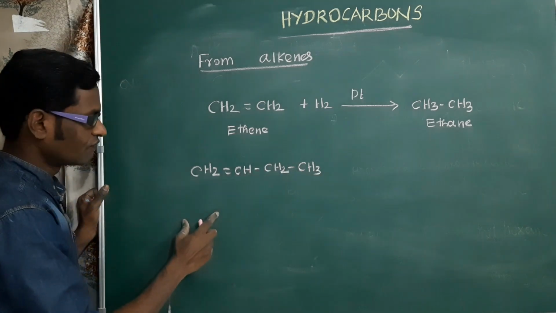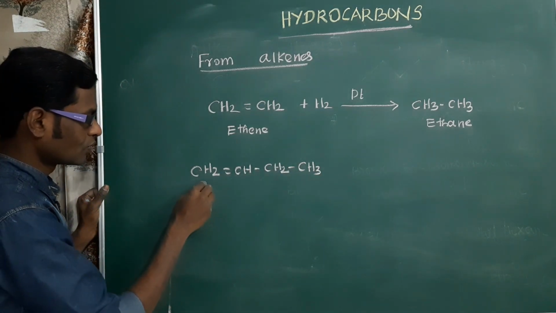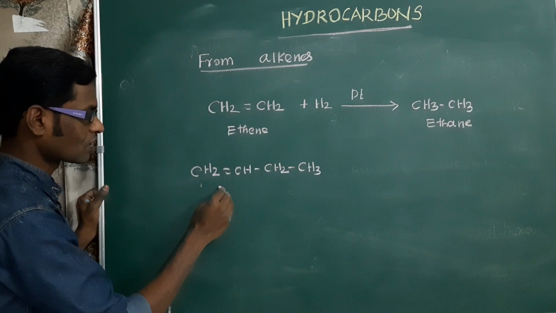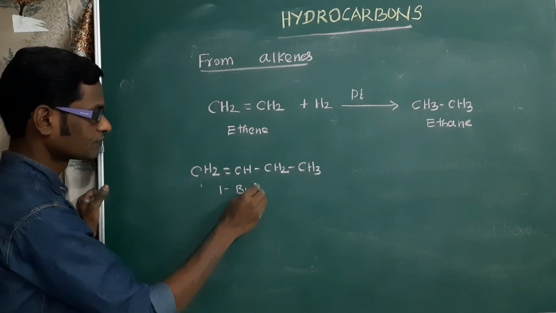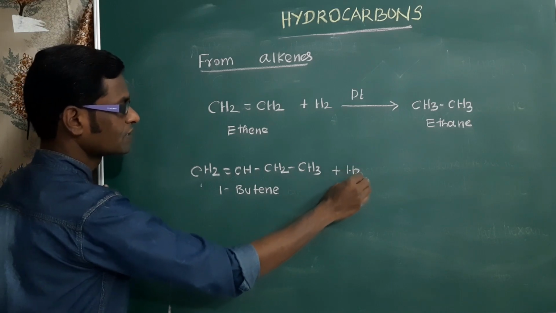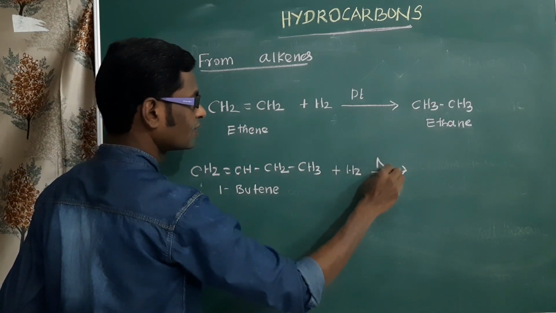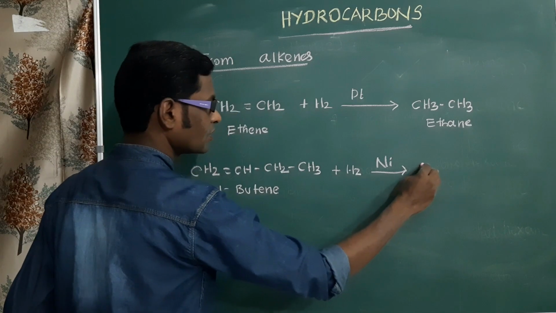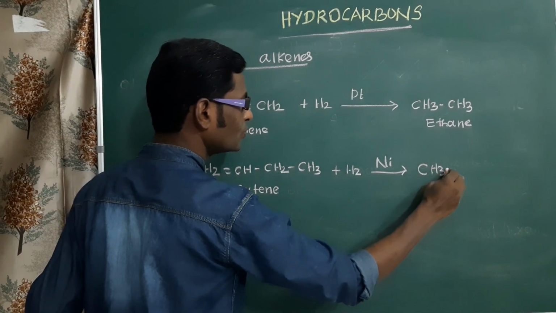Here 4 carbons with a double bond. This double bond is located in the first position, so the name of the compound is 1-butene. 1-butene treated with hydrogen in the presence of nickel undergoes hydrogenation. Butene is converted into butane.